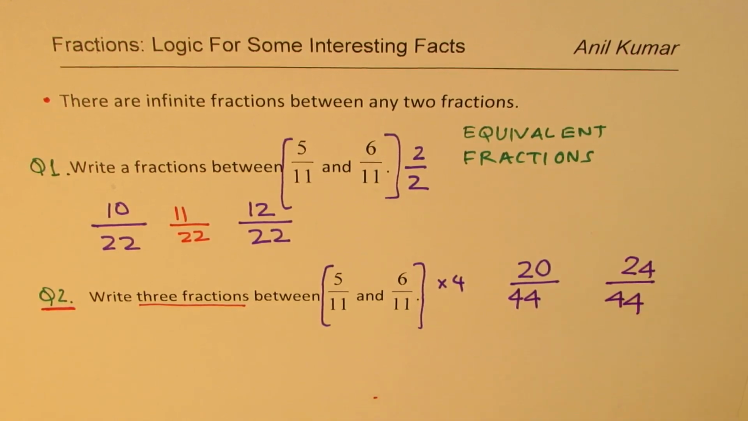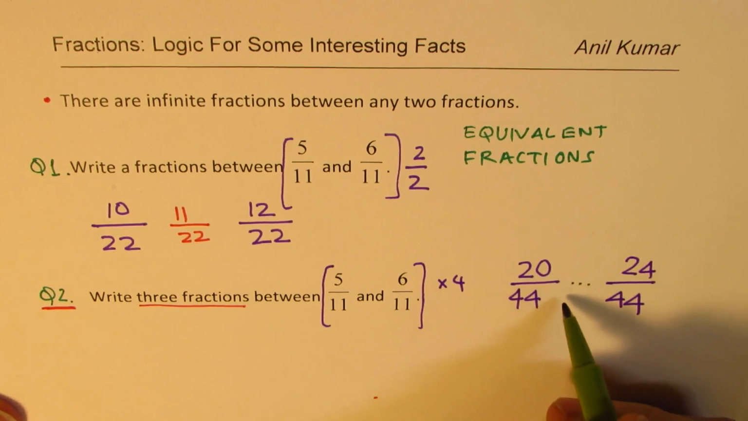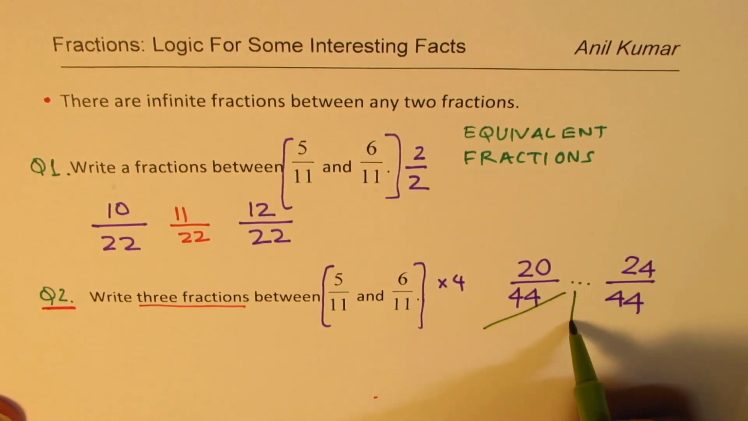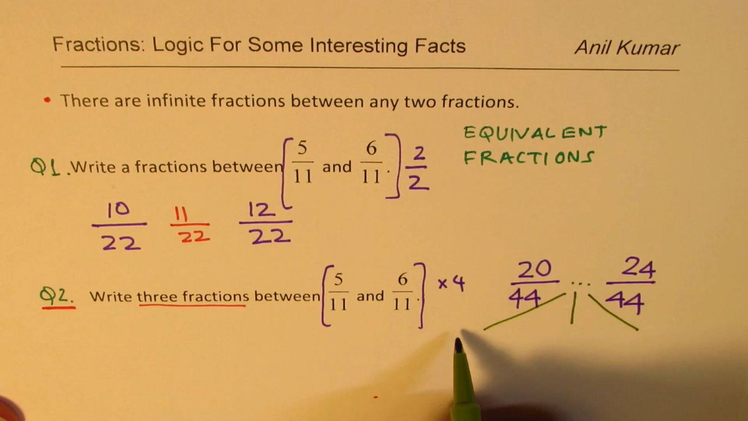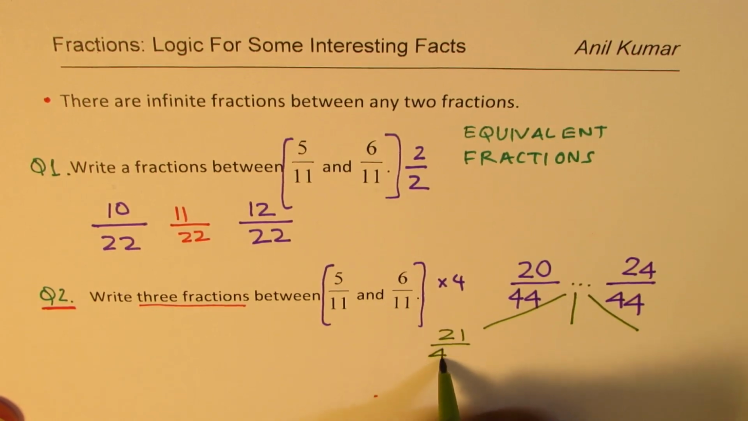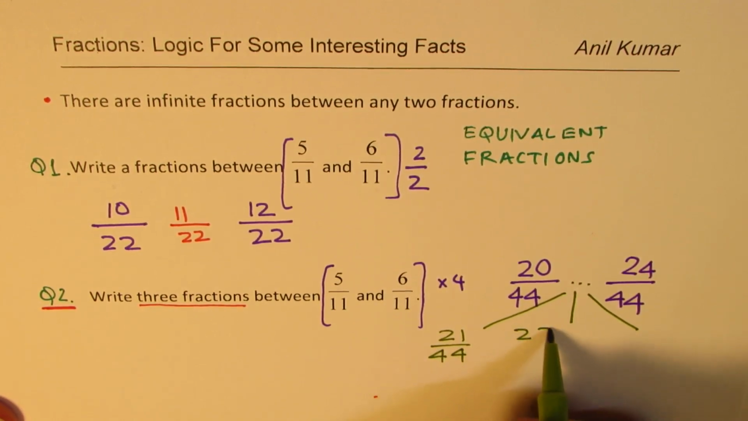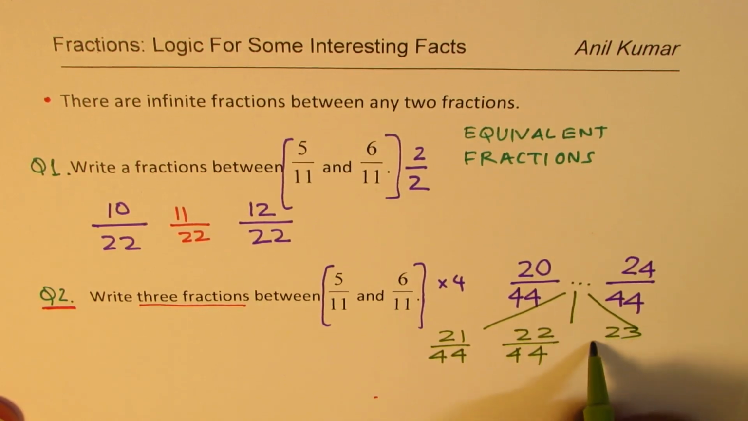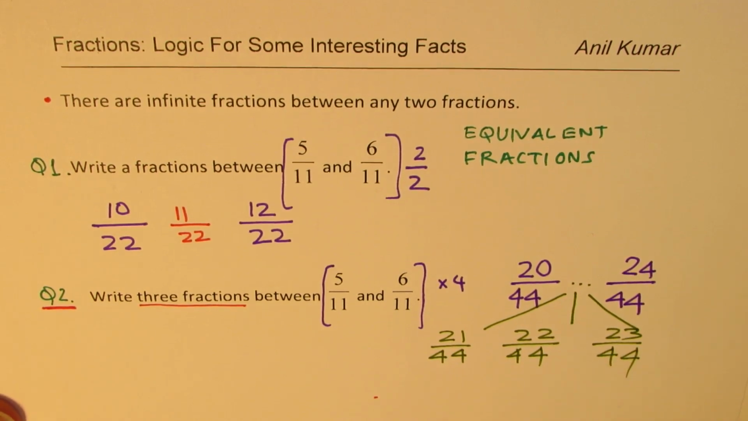Do I get space for 3 fractions now in between? Well, we do. So here is one, then the next one, and then the third one. So 21 over 44 can go in between, 22 over 44 can go in between, and 23 over 44 can also go in between. Isn't that amazing? So that is how we work with fractions. I hope you find it very interesting and useful.